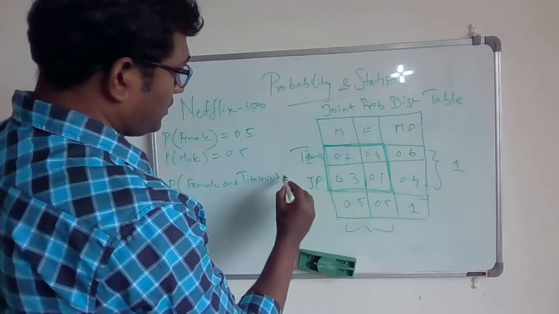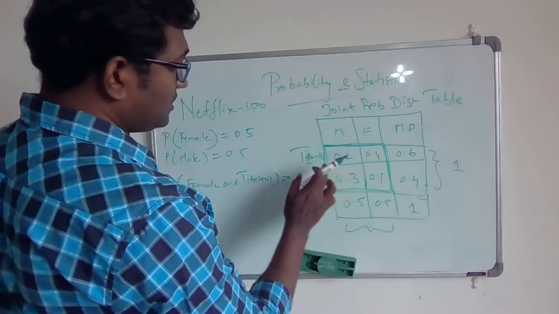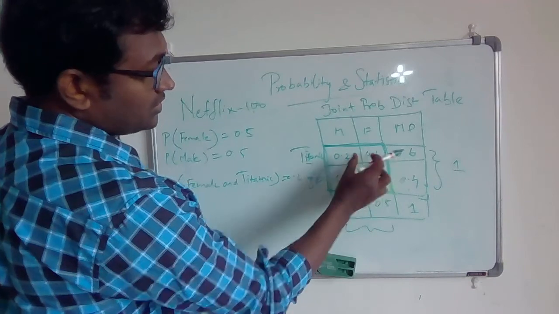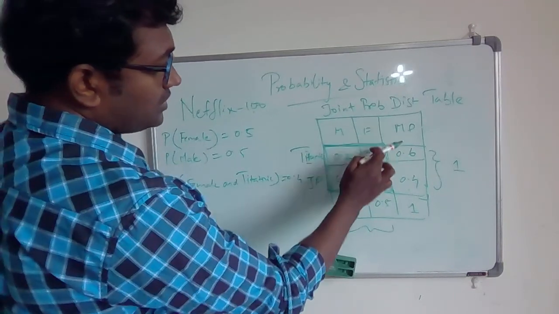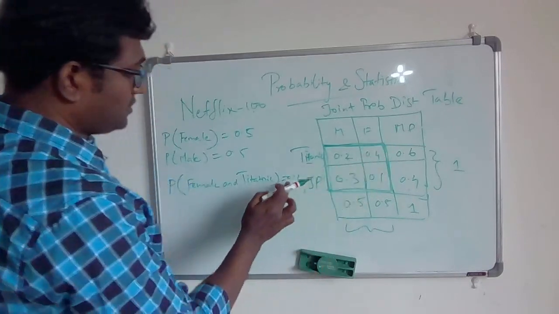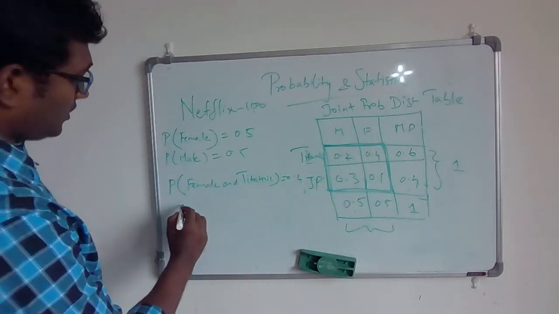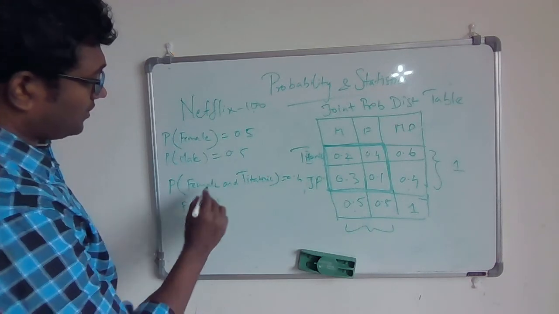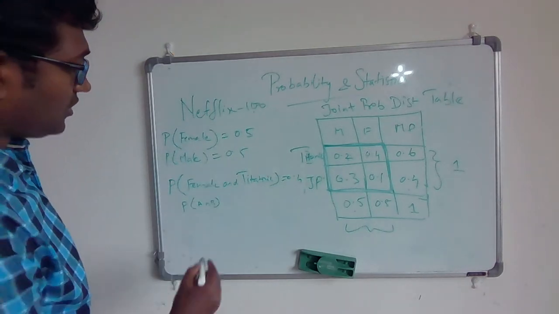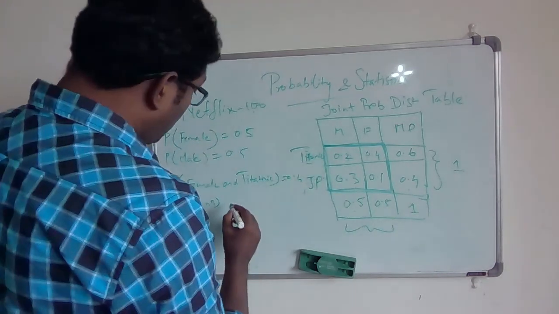So this is 0.4. This is the box actually. Look at the intersection of Titanic and female, you get this 0.4. This is what we call probability of A and B, and this is the joint probability distribution.